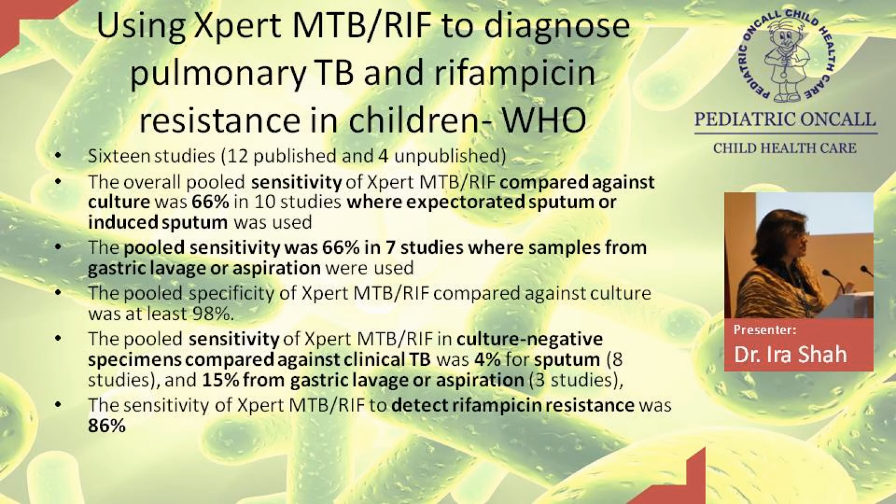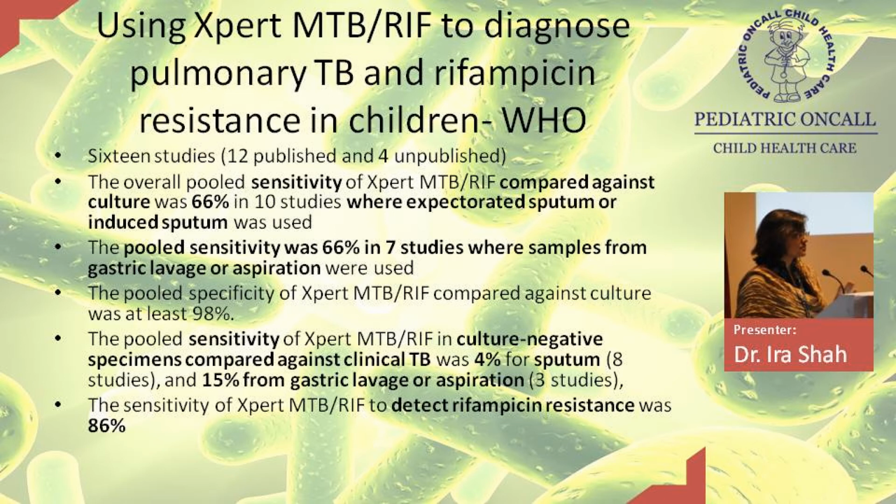Specificity was very high. So if you got a bacillus, definitely it was TB. It's not a false positive. In culture negative specimens, sensitivity was only 4%. How was that based? If the culture didn't pick up TB, your Xpert picked up only 4% of the patients, but you still made a diagnosis of TB based on clinical situation: Mantoux positive, contact history, how we do clinical diagnosis of TB. So in that, the sensitivity of Xpert was only 4%. From gastric lavage it was 15%.